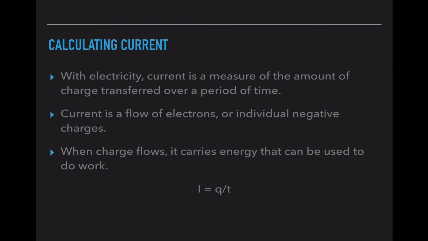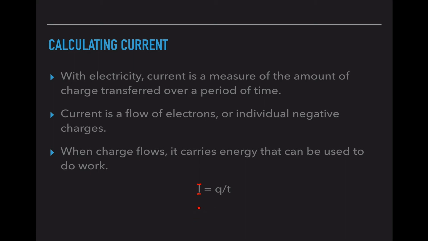So this idea of this transferring of energy, this is called current. With electricity, current is a measure of the amount of charge transferred over a period of time. It's a flow of electrons or individual negative charges. When the charge flows, it carries energy that can be used to do work in an appliance or in a circuit. So this equation is capital I equals Q divided by T.